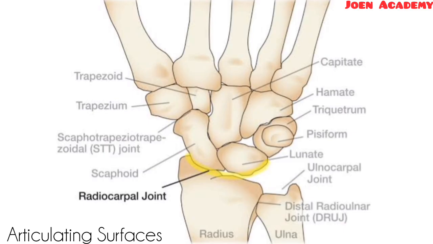The ulna is prevented from articulating with the carpal bones by the presence of the articular disc. Instead of articulating with the carpal bones, the ulna articulates with the radius just proximal to the wrist. This articulation is known as the distal radio-ulnar joint.